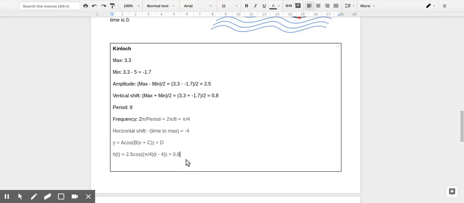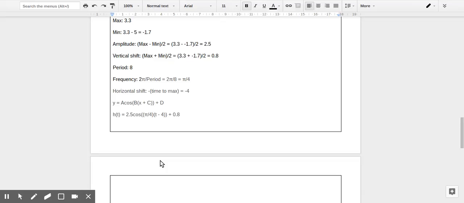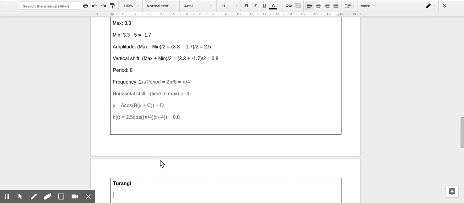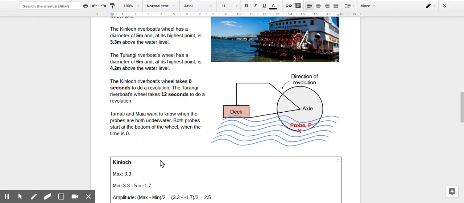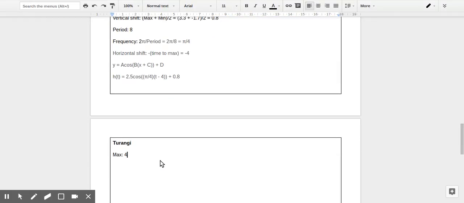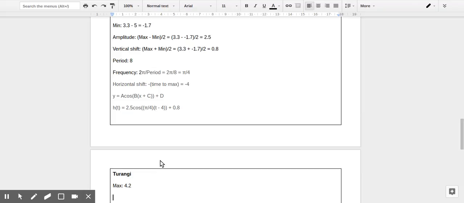Alright, now what we can do is we can do our next boat, which is the Turangi boat. Okay, so the max for this boat is 4.2. So we got a max of 4.2. Now our min, so we can go 4.2 minus our diameter of 6. So it's going to be -1.8.